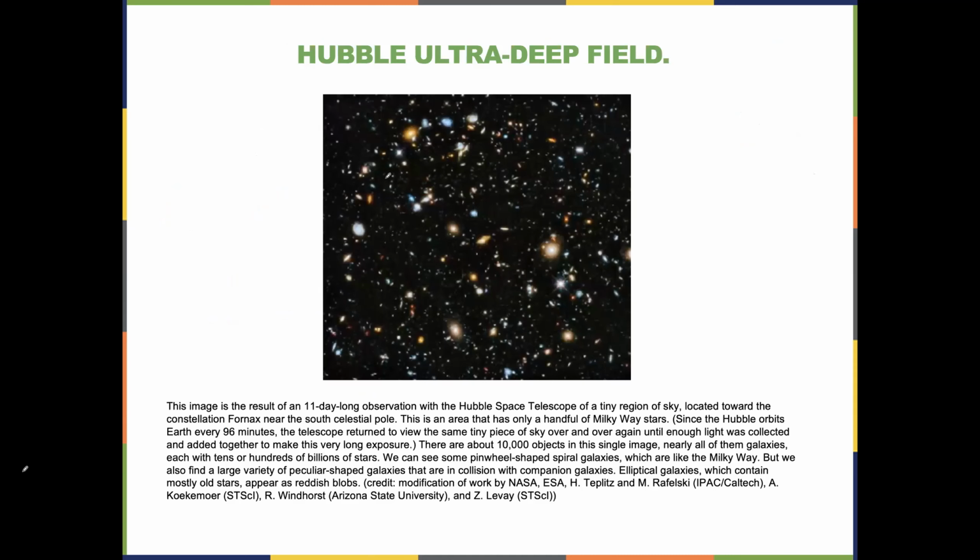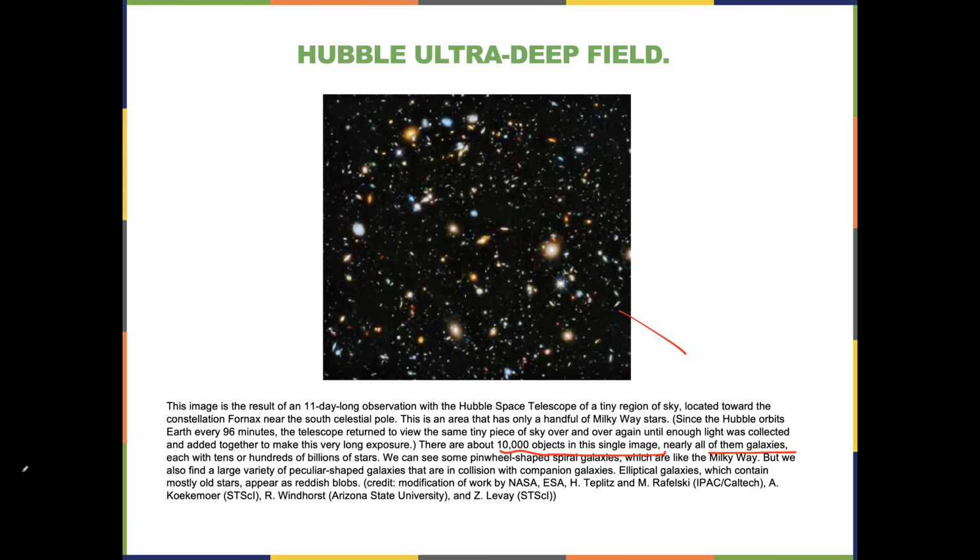Right. Now, I'm not going to go through all these images, and this is called the Hubble Ultra Deep Field. This is a very tiny region of the sky in the southern hemisphere, very close to the constellation Fornax, and again a Hubble telescope image. One thing that is so special about this image is that there are about 10,000 objects in this single image, and nearly all of them are galaxies.